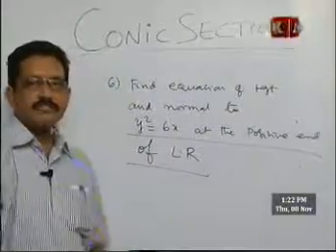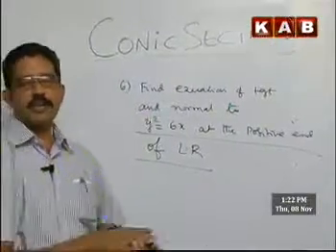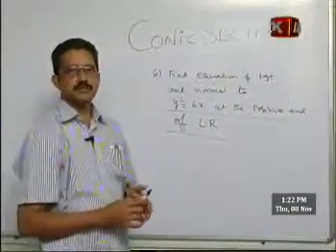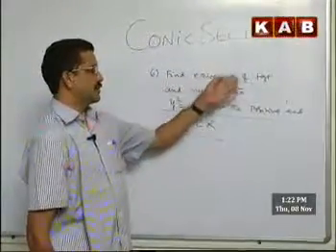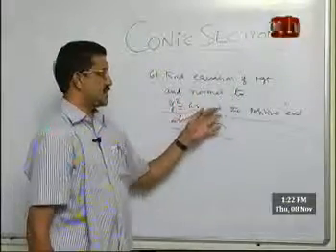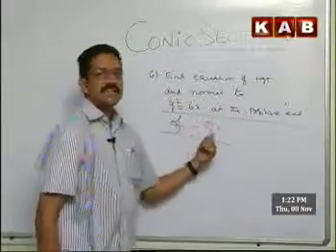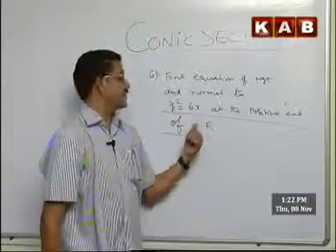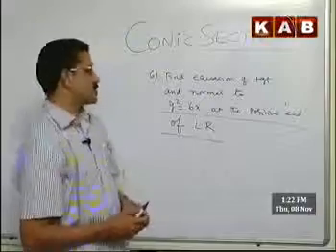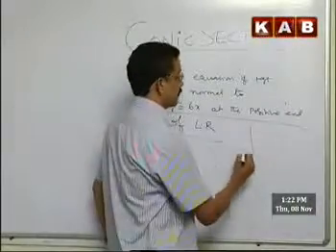Look at the question, feel it. Before attempting any question, it is a rule that you should understand it. So let me explain you. Find the equation of tangent and normal to y square is equal to 6x at the positive end of latus rectum. Did you understand this question? Let me explain you one visual diagram.